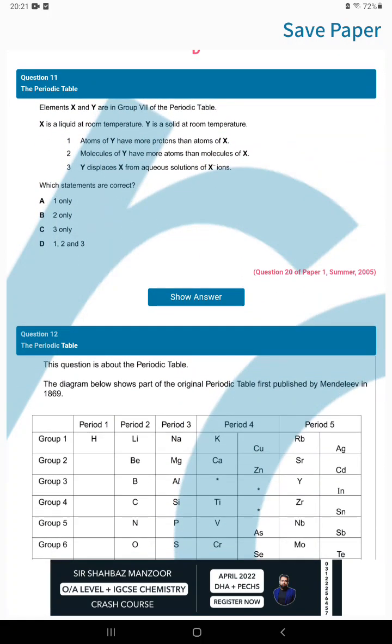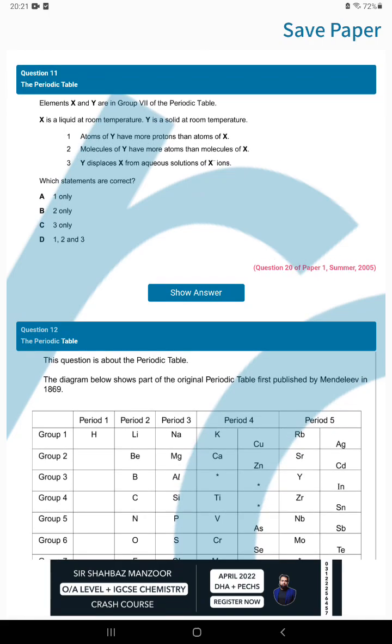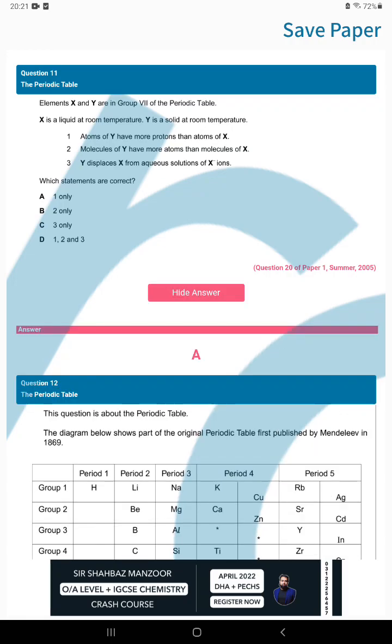Elements X and Y are in group 7 of the periodic table. X is a liquid at room temperature, Y is a solid at room temperature. Atoms of Y have more protons than atoms of X. Molecules of Y have more atoms than molecules of X. Y displaces X from aqueous solutions of X ions. I think it's only one. Yes, it's correct. It's A.